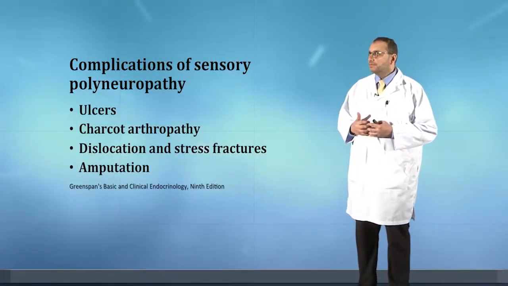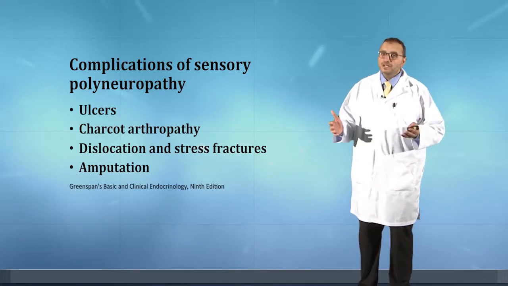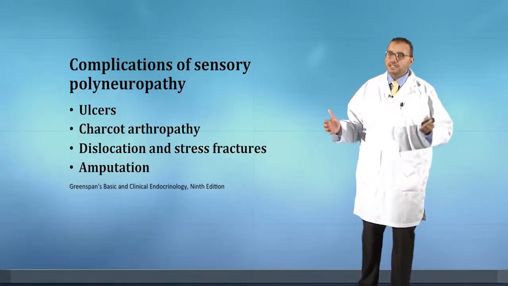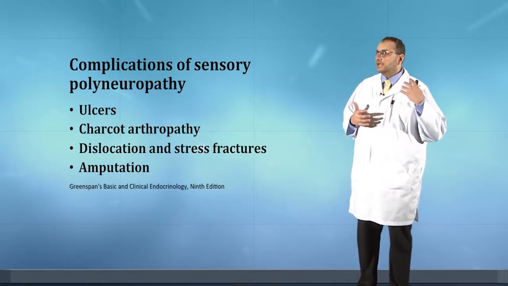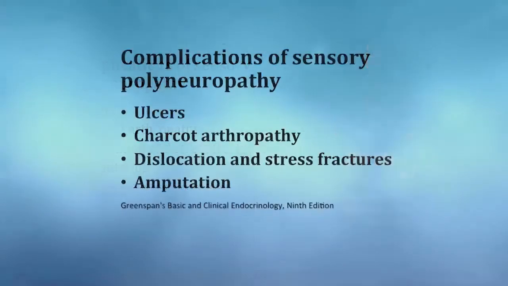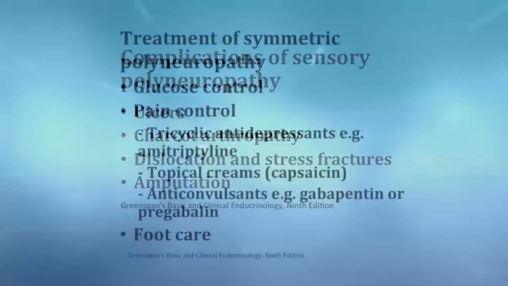Complications of this severe polyneuropathy are usually, as we see a lot in our patients, recurrent ulcers, Charcot arthropathy, discoloration and stress fracture, and unfortunately, the end result will lead to amputation.